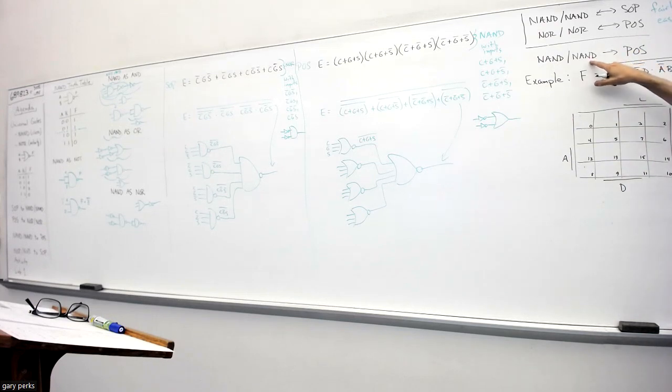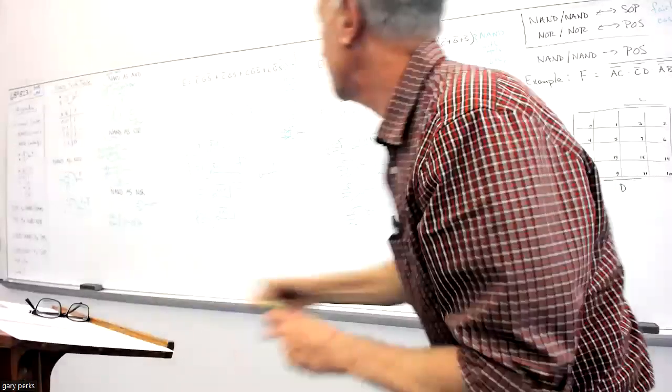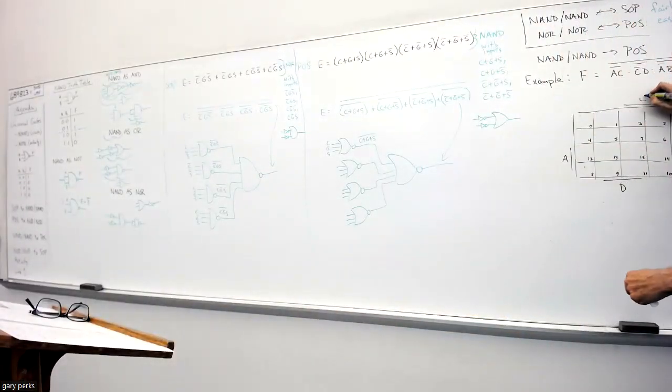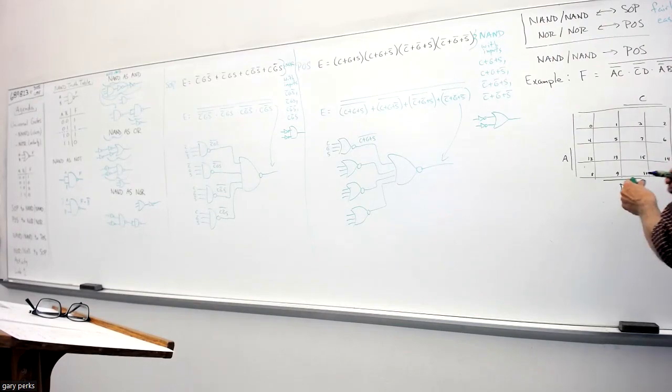Well, going from NAND to POS or NOR to SOP, that requires more work. And that's what we're going to do next. Okay. And you're going to see when we do these examples, we have to go through a K-map. Remember we talked about Karnaugh maps last time? Well, here's another situation where Karnaugh maps are important.